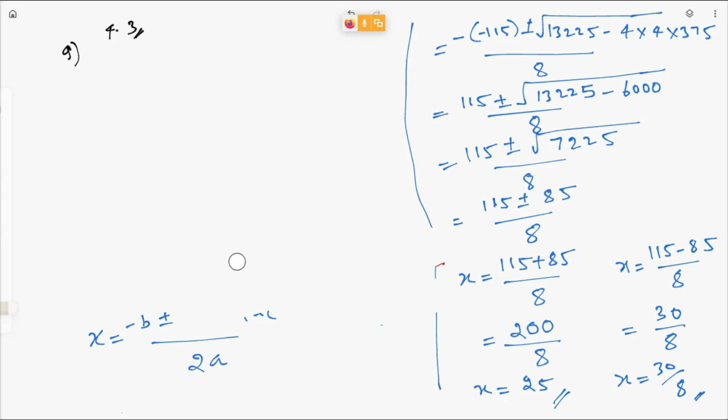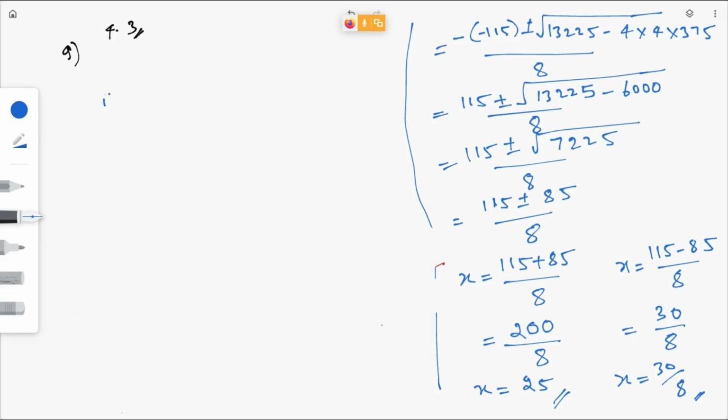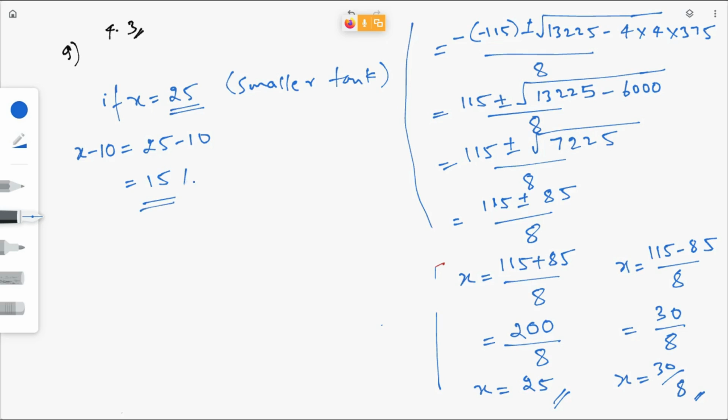If x is equal to 25, then what about x minus 10? 25 minus 10, which is 15. So what is x? x is the smaller tank, right? If the smaller tank takes 25 hours, then the larger one will take 15 hours. Yes or no? Now if I take x is equal to 25, I will take the second option, that is x is equal to 30 by 8.